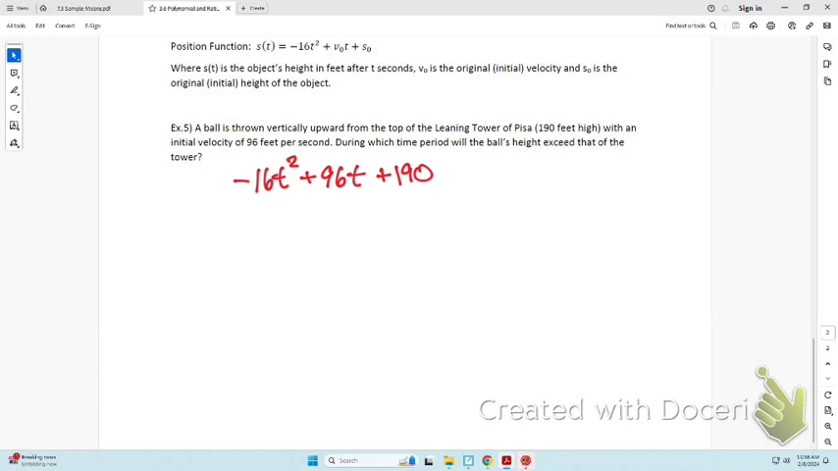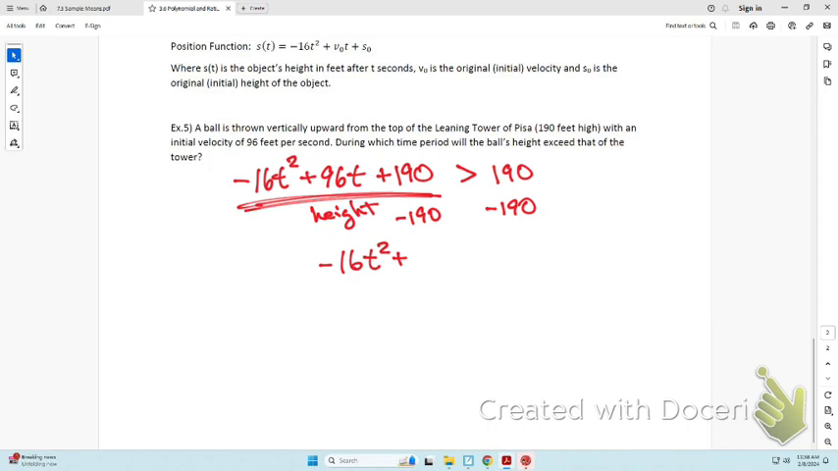During which time period will the ball's height, this is the height right here, exceed the height of the tower? When will that thing I underlined be greater than 190? And that makes it actually very easy, because don't the 190s cancel out? And we have negative 16t squared plus 96t greater than 0.